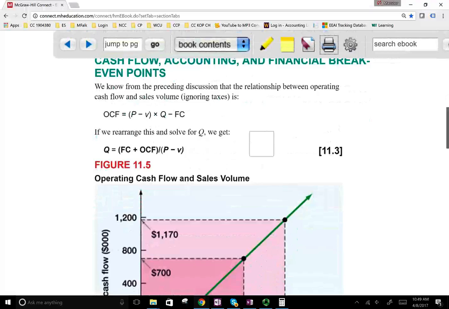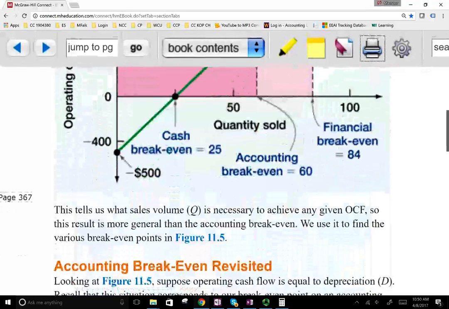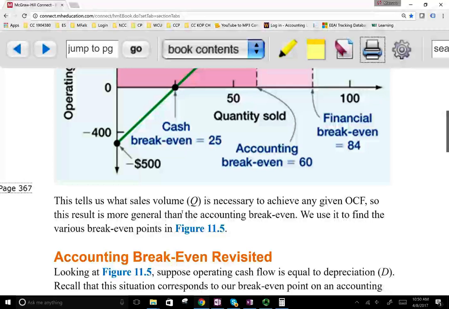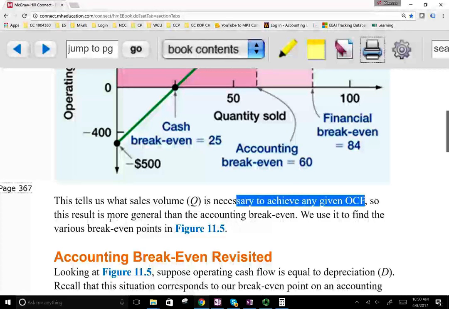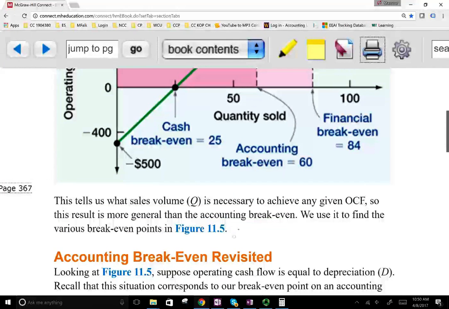We know from the preceding discussion the relationship between operating cash flow and sales volume. Operating cash flow equals the selling price minus the variable cost, times the quantity, minus the fixed cost. If we rearrange this, we can solve for Q. Q equals fixed cost plus operating cash flow, divided by the selling price minus the variable cost. This tells us the sales volume necessary to achieve any given operating cash flow, so the result is more general than accounting break-even. We use this to find the various break-even points in figure 11-5.